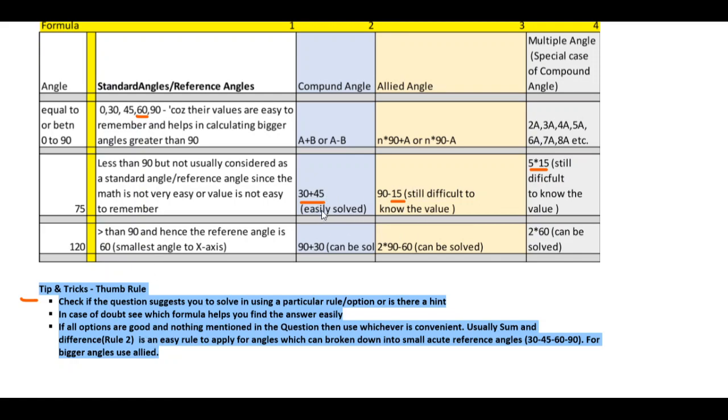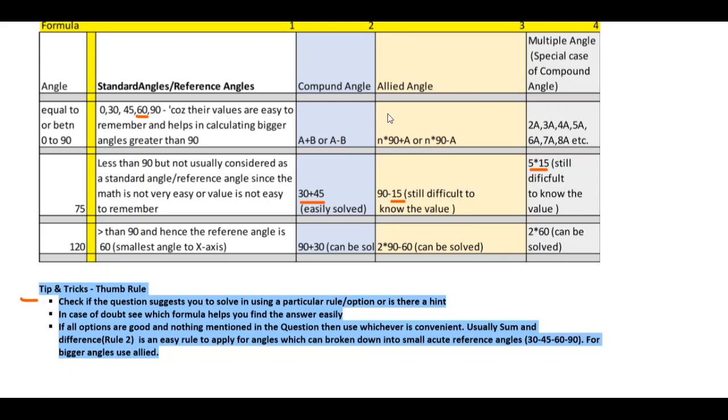Is it a smaller angle or a bigger angle? Can I break that angle into two smaller angles, which are standard angles, and I can run the value? If not, then let me move to allied angle. So that's kind of the thing. Most of the cases, if they don't tell you, you don't have to think about multiple angle, because multiple angle is a special case of compound angle. Just see if you can apply the compound angle very easily.